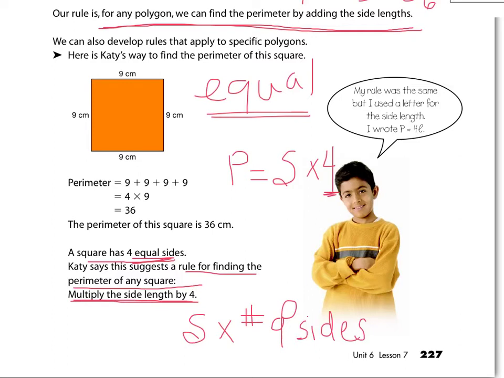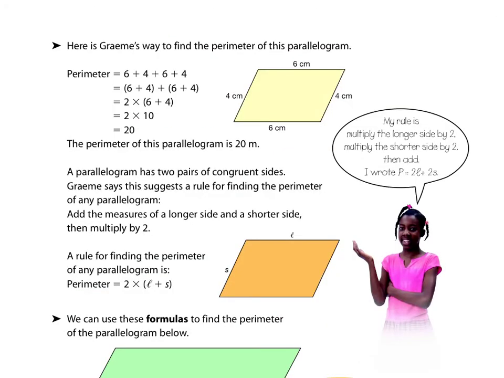It could be for a regular hexagon where all sides are the same. Could be for a regular octagon where all sides are the same. A heptagon with 7 sides, all sides the same. All you would change is this number of sides. So that's our second kind of formula for a different sort of polygon for perimeter.